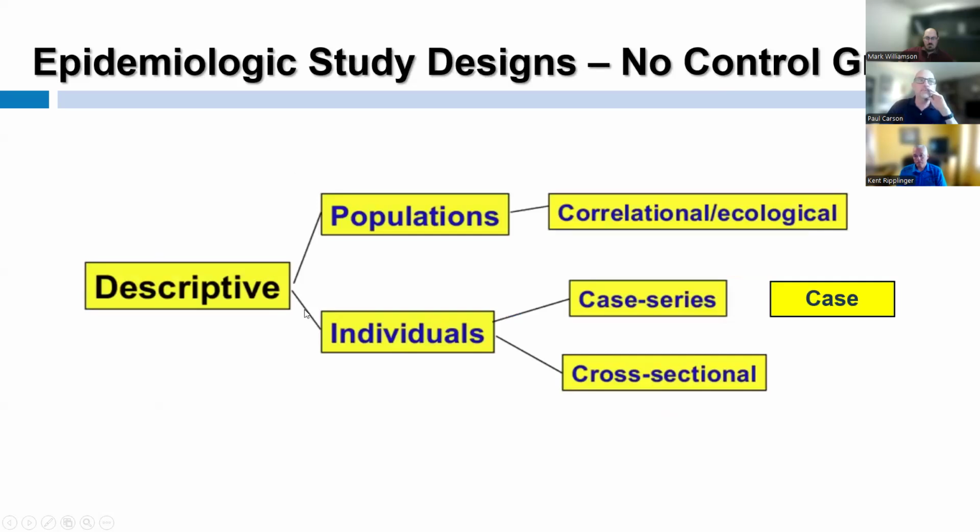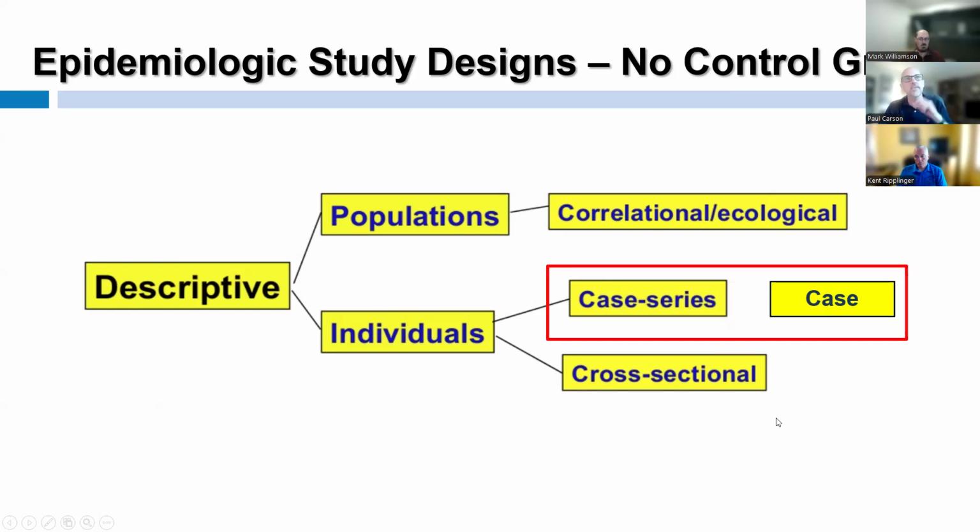So descriptive type studies can be done at the individual level or at the population level. So at the individual level, we have things like cases, the humble case report, or a handful of cases, case series, or cross-sectional studies. Sometimes cross-sectional are categorized under the analytic category. I don't really care where it's put. We'll talk about what that looks like, but it's sometimes described under descriptive, sometimes analytical. And we'll break that down a bit in a minute. And then at the population level, we have what are called correlational studies or ecological studies.